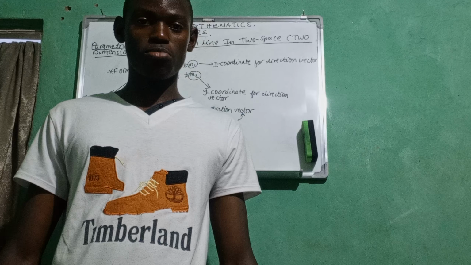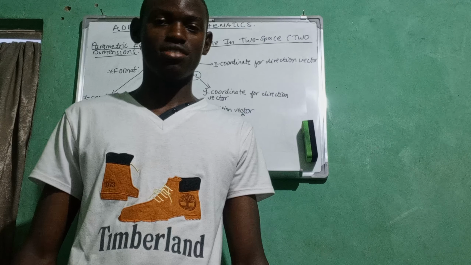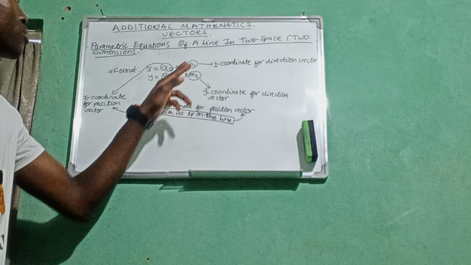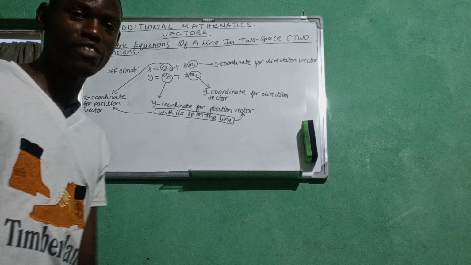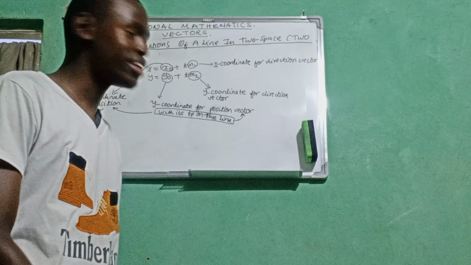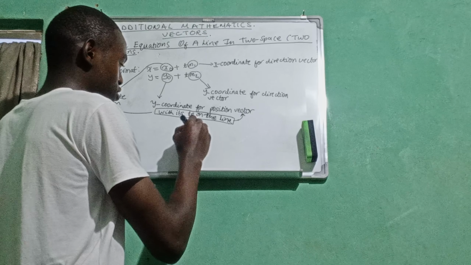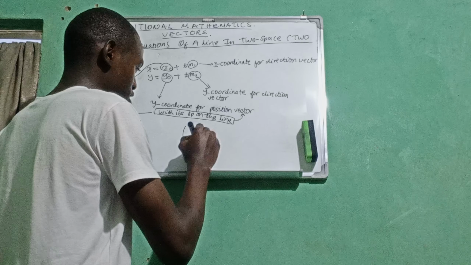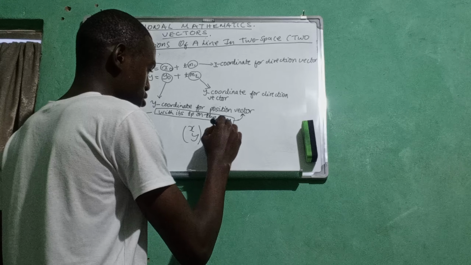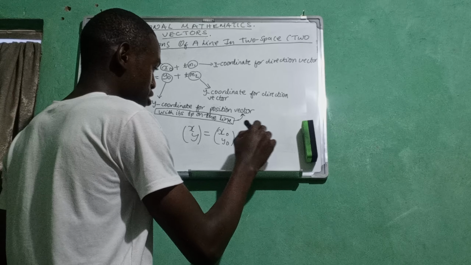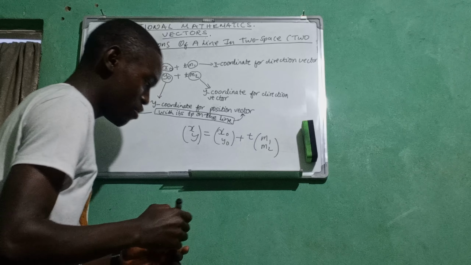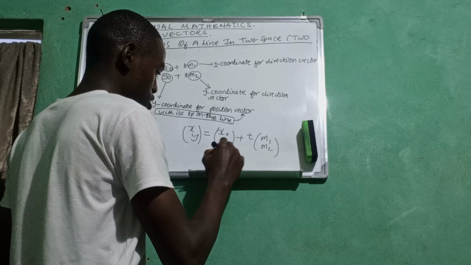This is on addition mathematics, vectors. Now looking at parametric equations of a line in two space or two dimensions. So the format of a vector equation was such like this: (x, y) is equal to (x naught, y naught) plus the parameter t, direction vector (m1, m2). So this is called the vector equation.